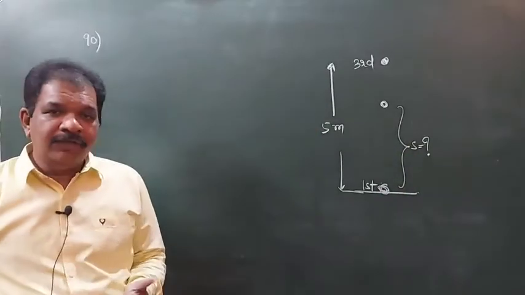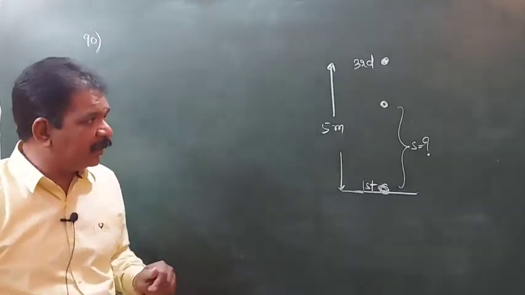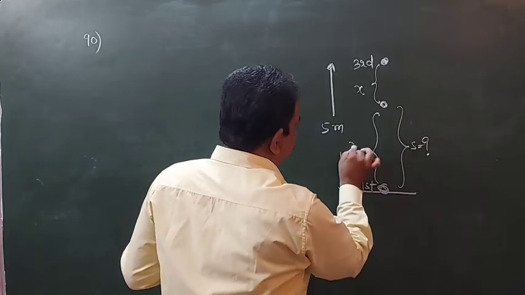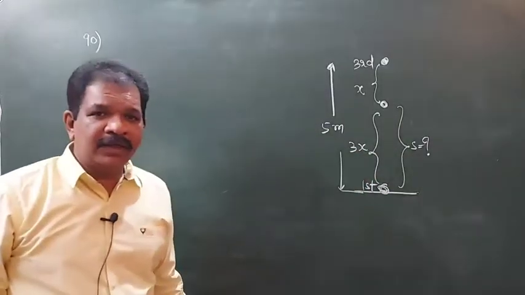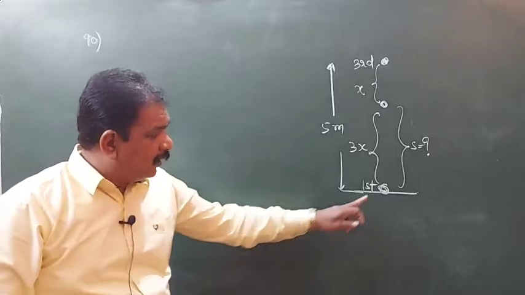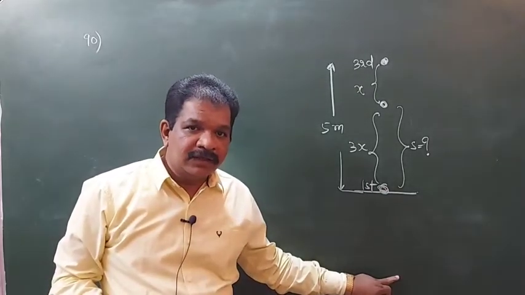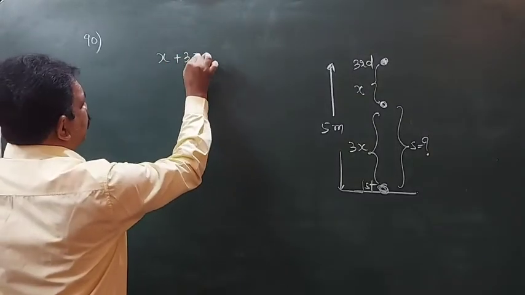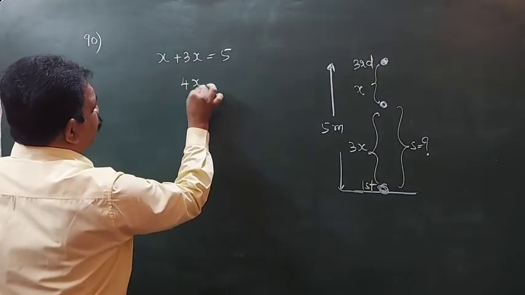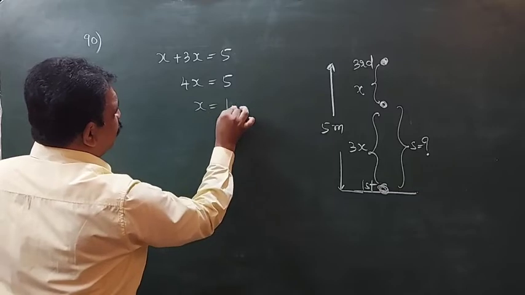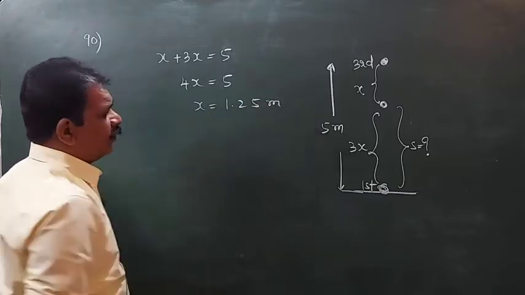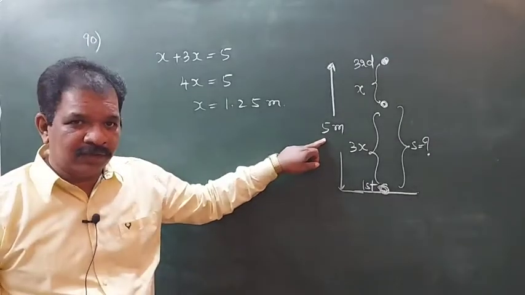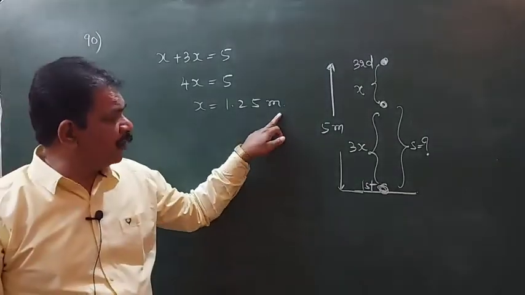We know for a freely falling body, in the first second, if it covers a distance x, in the next second it will cover a distance 3x. In the next second it will cover a distance 5x. Like that it will be. So x plus 3x is equal to 5, 4x is equal to 5, x is equal to 1.25 meter. x plus 3x is nothing but 5 only, na? So we got x is equal to 1.25.